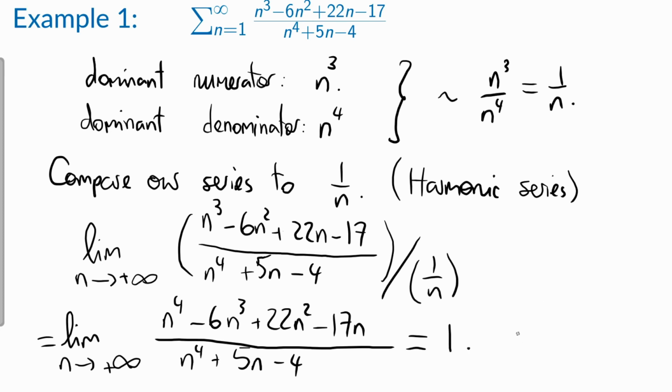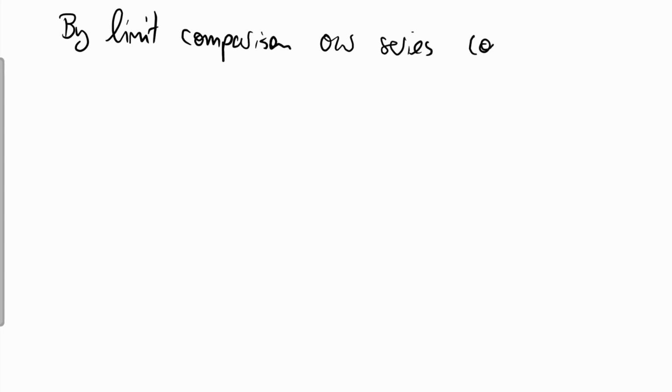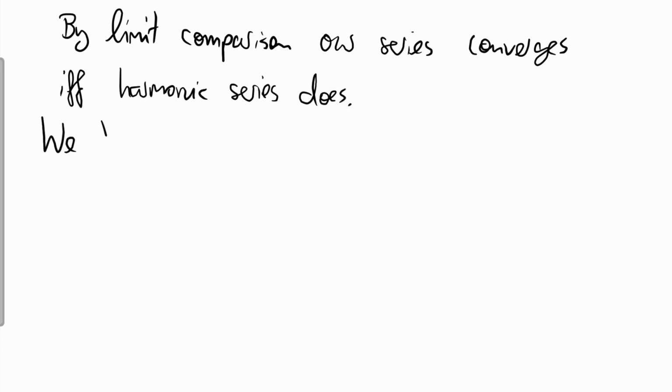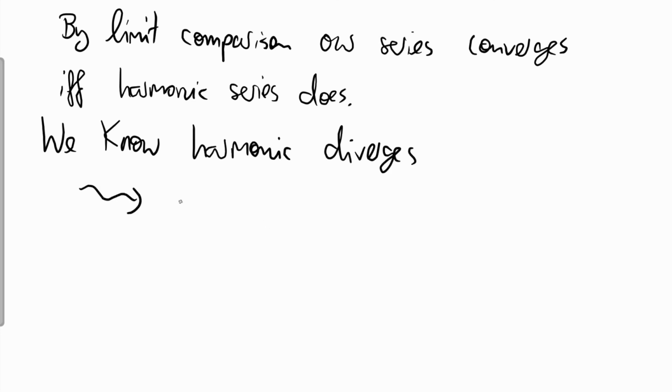Okay. So then by the limit comparison test, our series converges if and only if the harmonic series converges. This is maybe more detail than is necessary, but just to make it clear. But we know that the harmonic series diverges, and hence our series diverges. And that's the use of the limit comparison test in determining if a series like this converges or diverges.